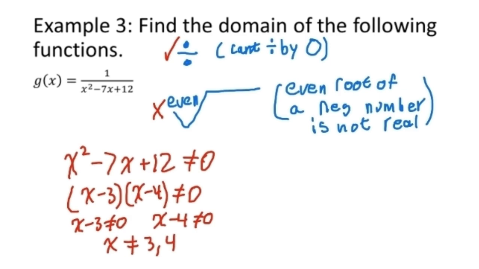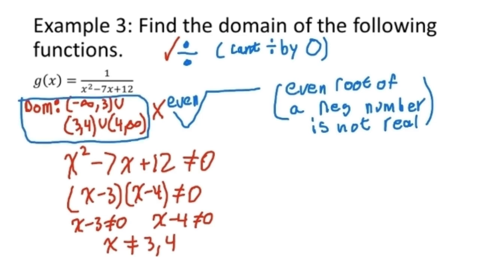Now, how would I write this in interval notation? My value for x could be anything smaller than 3. So we would have negative infinity to 3, union. Well, it could also be anything between 3 and 4. So we'll have the interval 3 to 4. And finally, our value of x could be anything bigger than 4. So we would have union 4 to infinity. So I just took the real number line, removed 3 and 4, creating 3 intervals. So my domain of our function for g of x is negative infinity to 3, union 3 to 4, union 4 to infinity.